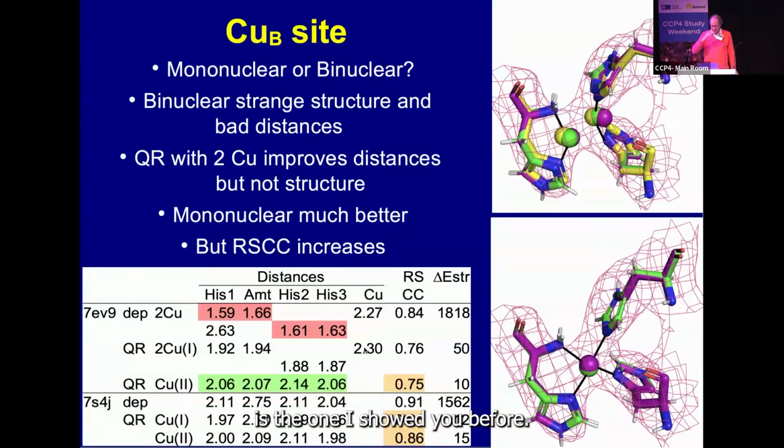The CuB site is the one I showed you before. And the interesting thing is that in one of the cryo-EM structures it is still a mononuclear site, like in the crystal structures. But in the other structure, they again make it binuclear. But once again, the structure is crazy. You have very short distances to the ligands, and you have a very short copper-copper bond. And once again, if we do it with one copper, we get a much more reasonable structure. But you can also see that whatever we do with the structure, the real space correlation coefficient goes down. And I will comment on that later on.